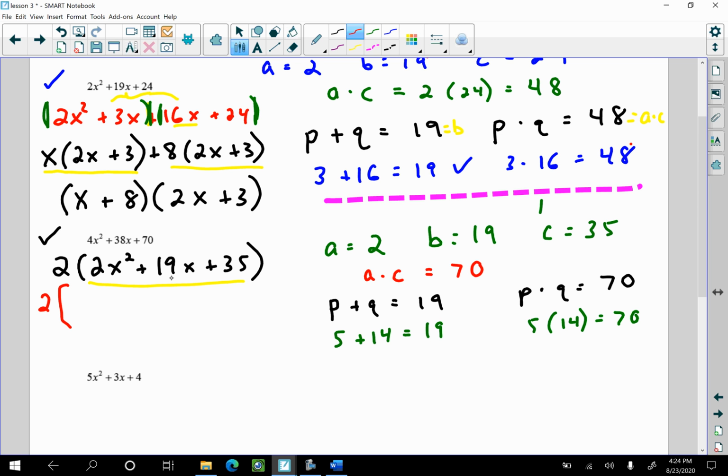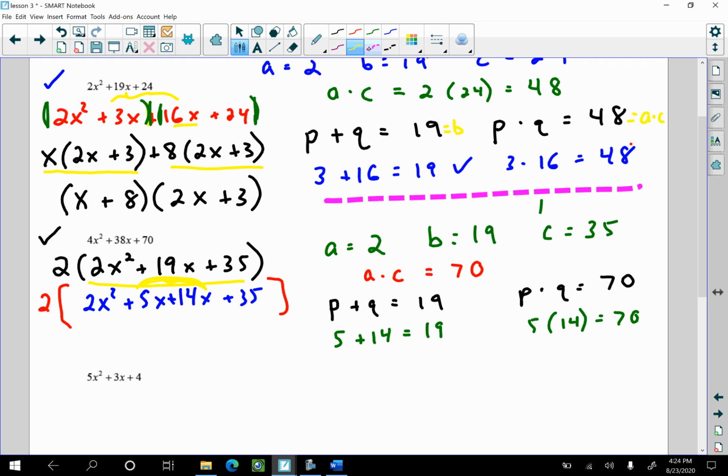So I'm going to do a big bracket here, but I'm going to divide the 19x up into 5x and 14x. Do this in blue. 2x squared plus 5x plus 14x plus 35. Close the big bracket. You could always write the 2 at the end. And notice that these two terms here are what is equal to my 19x. And now I'm going to factor by grouping.